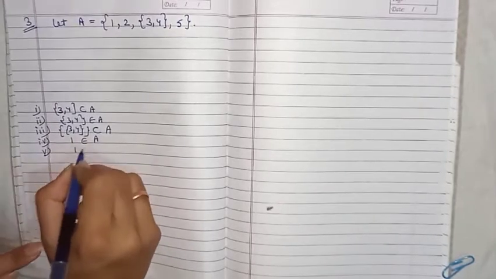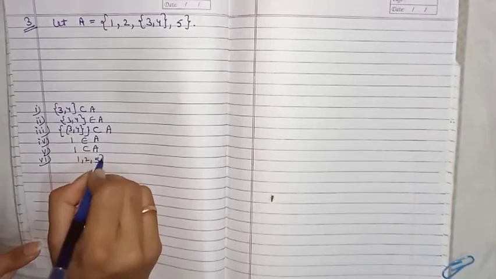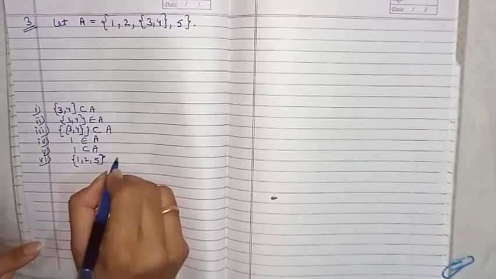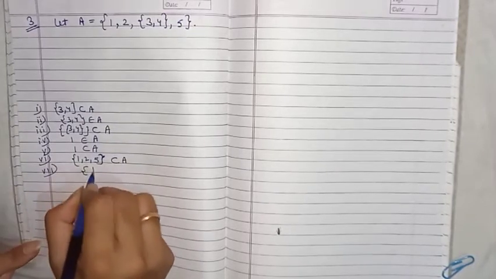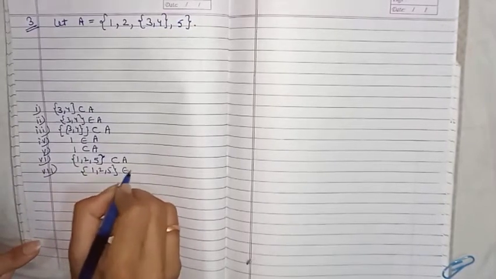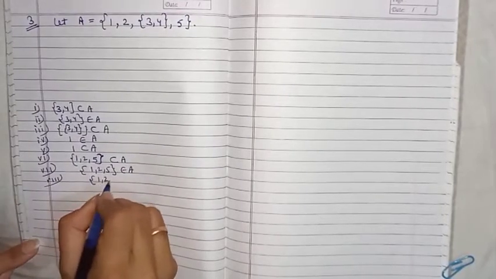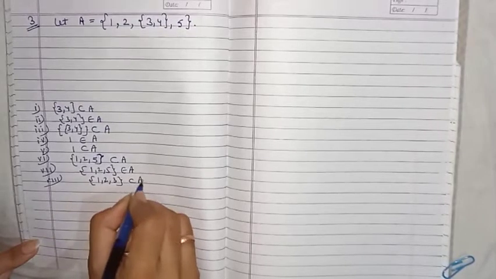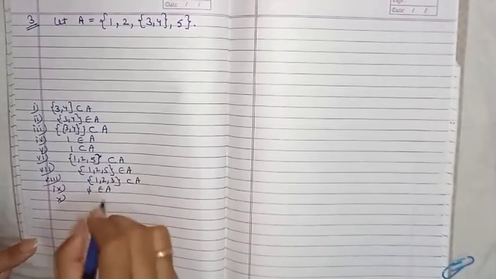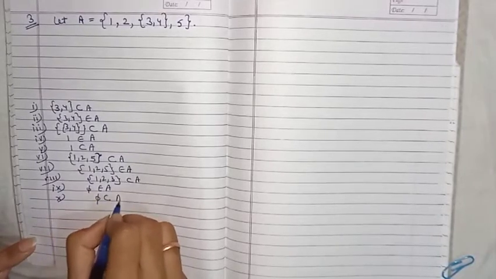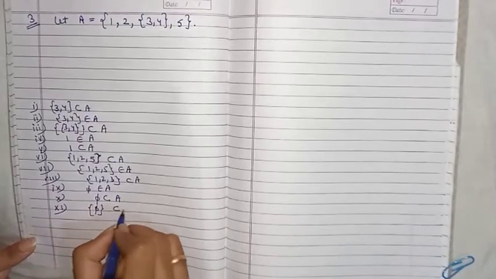Fifth part, 1 subset of A. Sixth part, {1, 2, 5} subset of A. Seventh part, {1, 2, 5} belongs to A. Eighth part, {1, 2, 3} subset of A. Ninth part, 5 belongs to A. Tenth part, 5 subset of A. Eleventh part, 5 subset of A.